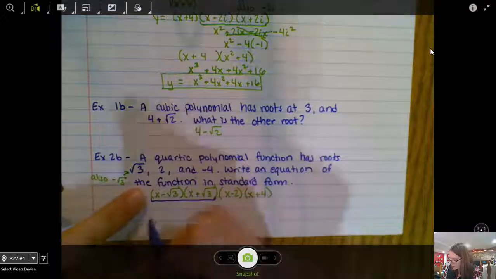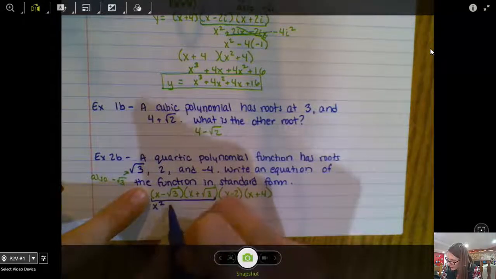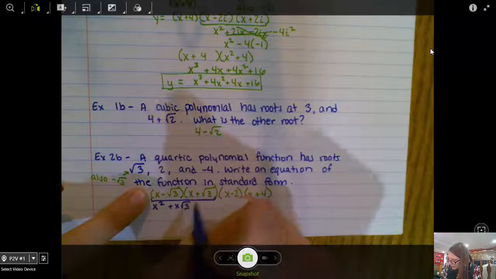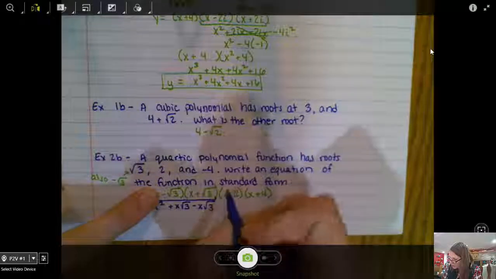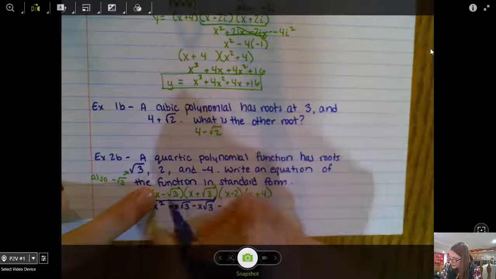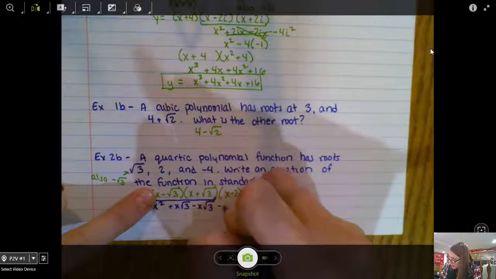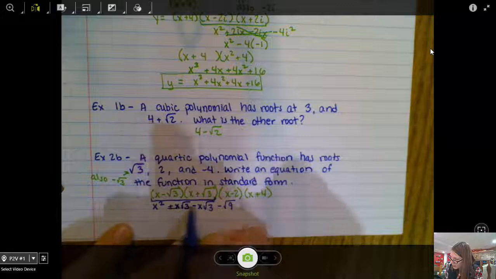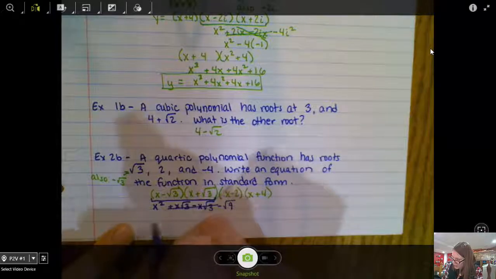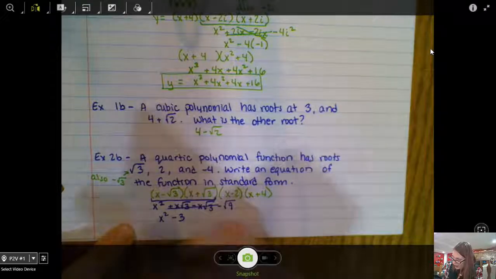So x times x is x squared, plus x square root of 3, minus x square root of 3. So these are going to cancel. Minus the square root of 3 times the square root of 3 is the square root of 9. Square root of 9 is 3 though. So this all simplifies down to x squared minus 3.